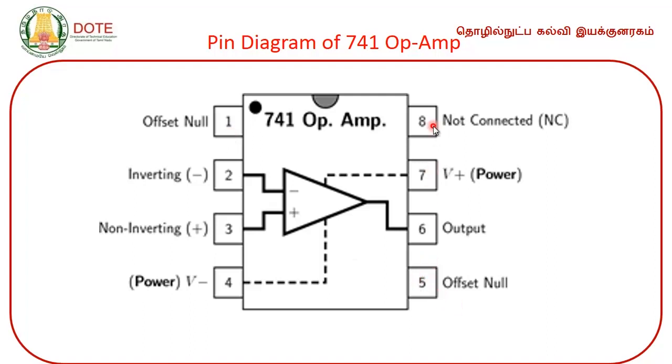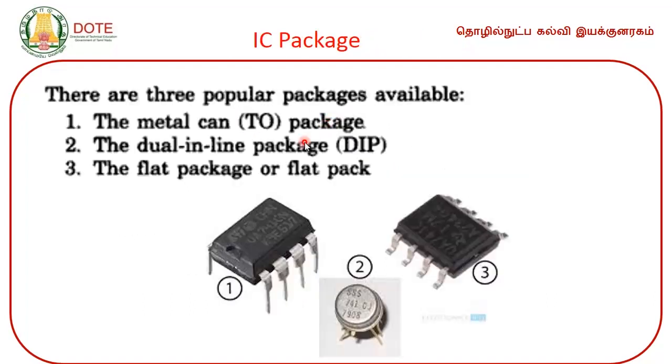Pin number 8 is an NC pin. NC is abbreviated as not connected. So, there is no connection for this pin to the internal circuitry, right. So, you won't be using this pin, right. So, this is about the pin diagram of the 741 operational amplifier, right. This we have already discussed.